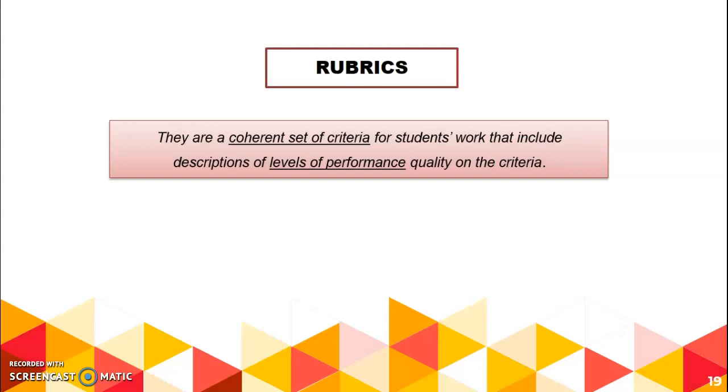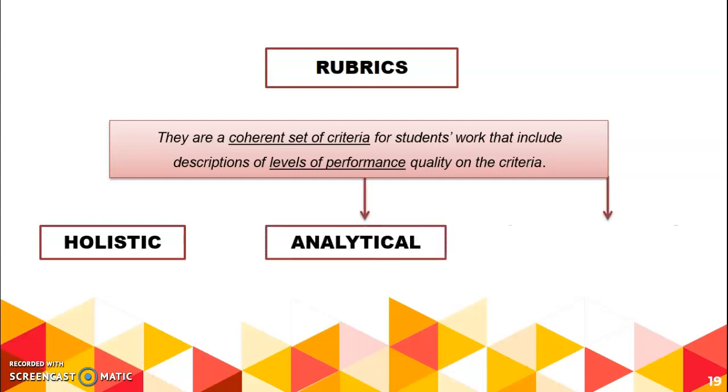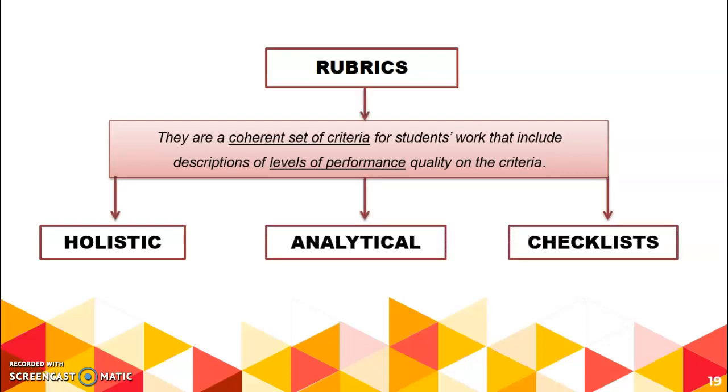Right. So, as regards rubrics, we can say that they are a coherent set of criteria for students' work that include descriptions of levels of performance quality in the criteria. Yes, the emphasis of rubrics is on the quality of students' learning process. We have three main types of rubrics: holistic, analytical, and checklists.